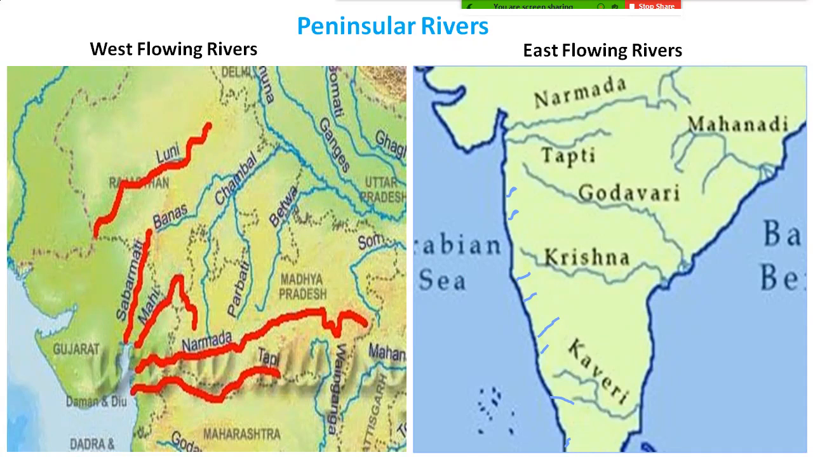When you move towards the west, you can see on both the maps there are west flowing rivers. In the peninsular region, there are rivers which are very, very short in length, but their flow is very swift because they are flowing through rocky regions of the west coast. All the rivers in the west meet the Arabian Sea.